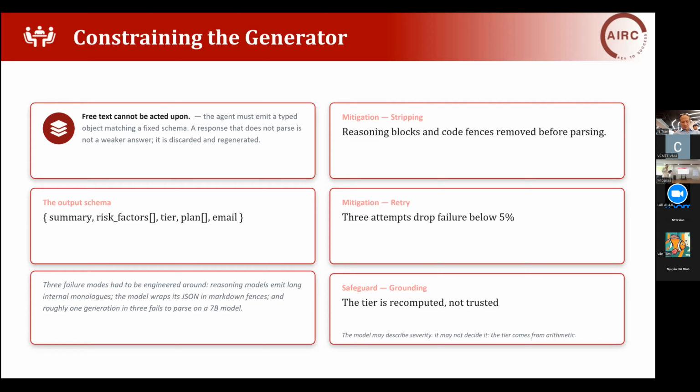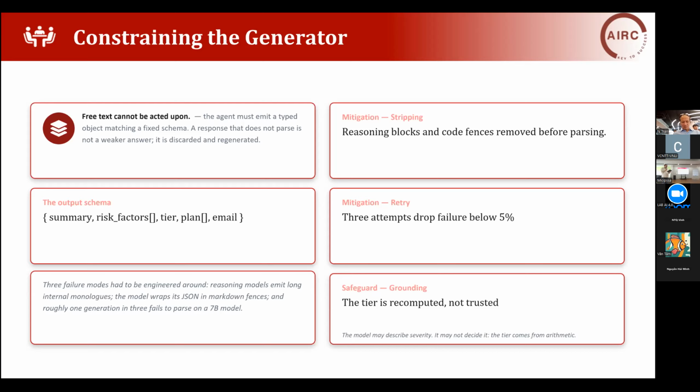Three failure modes had to be handled. Reasoning models emit long internal monologues before answering. They wrap JSON files in Markdown fences despite instructions. And roughly one in three generations failed to parse on the 7 million parameter model. The mitigations are stripping, structural recovery, and bounded retry. Three attempts bring the failure rate below 5%.